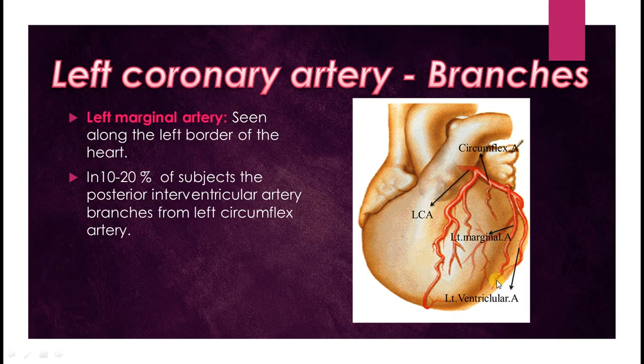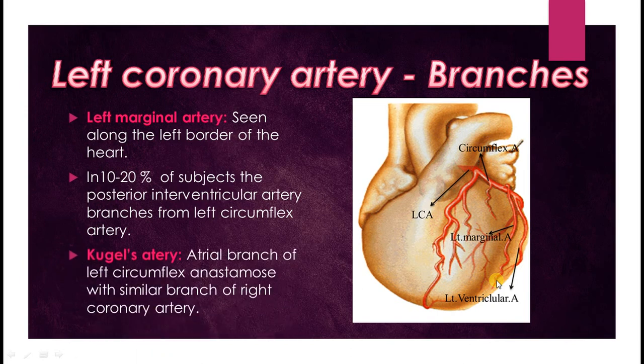So as I told you, these people will be of left coronary dominance. Left coronary dominance. There is also one more artery which is called Stuyvesant's artery. An atrial branch from the left circumflex will anastomose with a similar branch of the right coronary artery, and that is actually called Stuyvesant's artery.